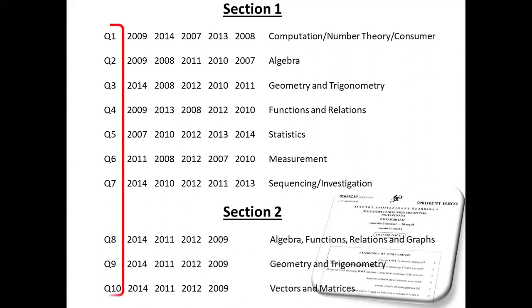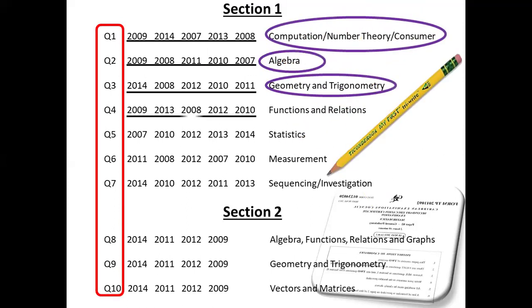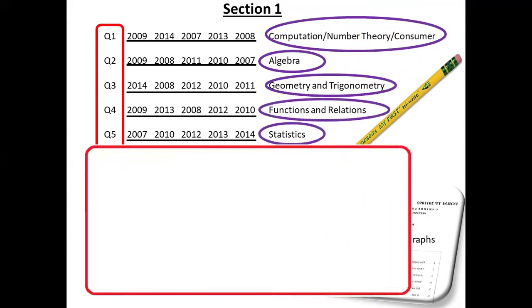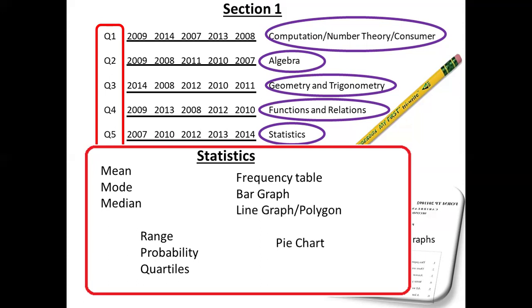So far in our series, we have covered computation, number theory, algebra, geometry and trigonometry, and functions, and today we're going to be covering statistics. Without wasting any time, some of the concepts we're going to cover are what we should expect in any of the CSEC exams on statistics: mean, mode, median, range, probability, quartiles, frequency table. In terms of representations: frequency table, bar graph, line graph or frequency polygon, pie chart, histogram, and cumulative curve.